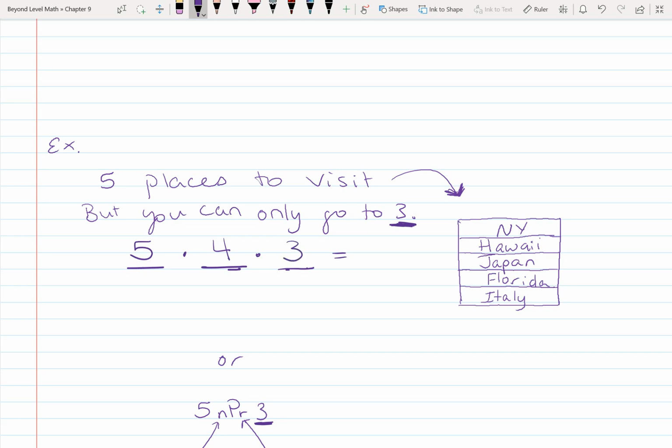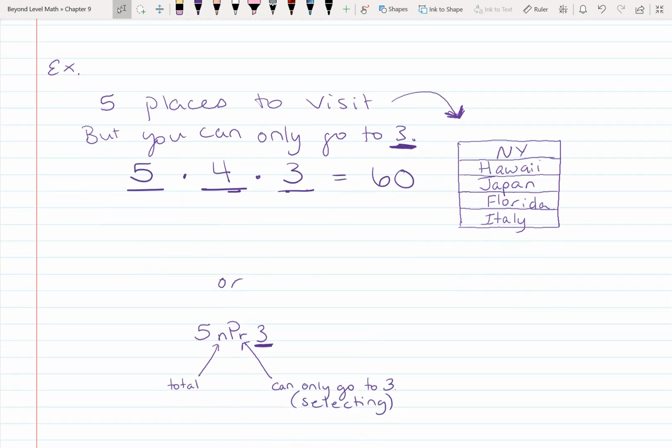Now, 5 times 4, we get 20. 20 times 3, we get 60. There are 60 options, considering that order matters. Now, if we use our button, 5 nPr 3, if you type in 5, and then probability nPr 3, you press equal, and you will get 60. So you've got 5 places to go, 5 total, but you're only selecting 3.